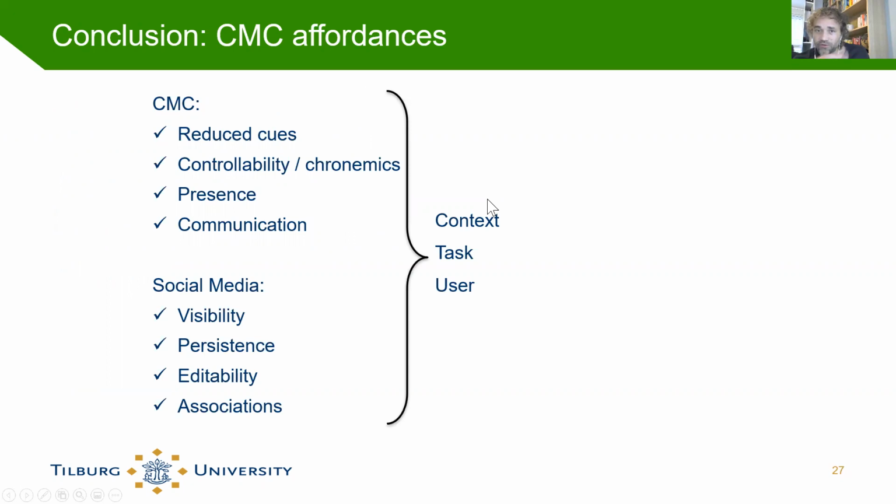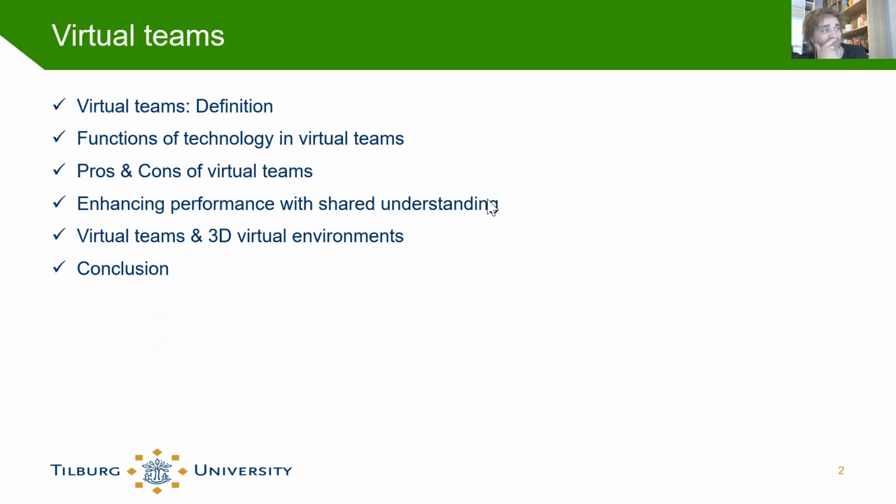So in the remainder of the lecture, I want to talk about virtual teams, which kind of come back to these 4 affordances of computer-mediated communication and the affordances of social media. Because if you look at what virtual teams can offer in organizations and how virtual teams function in organizations, it's really a function of all those affordances. So virtual teams, they differ in how they can communicate.